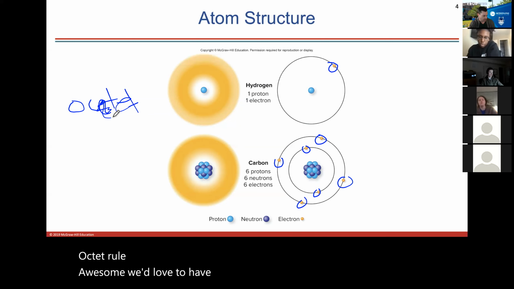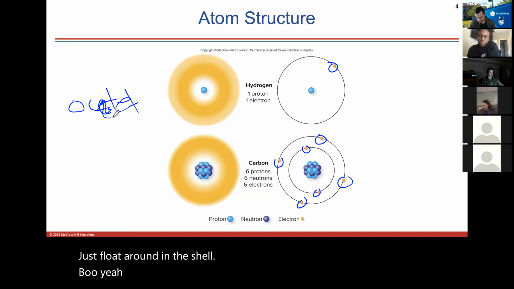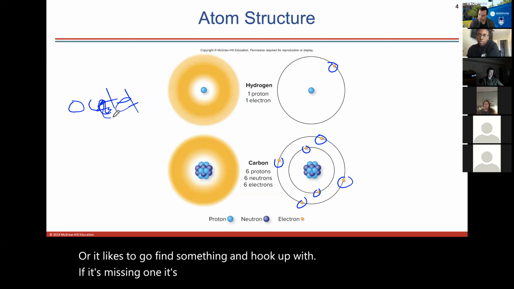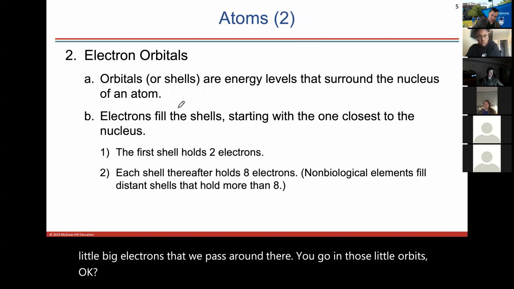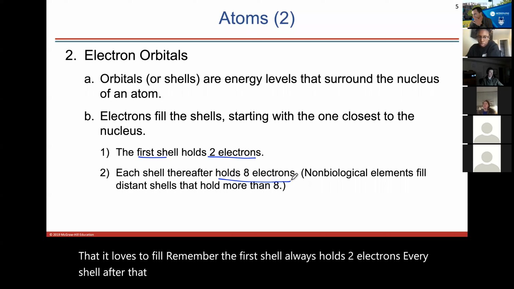If there's one there, just floating around in the shell, booyah, get rid of it. Or it likes to go find something and hook up with. If it's missing one, it's going to go find something. All right. So it's these little bitty electrons that we pass around there, in those little orbits. Okay. That it loves to fill. Remember, the first shell always holds 2 electrons. Every shell after that holds 8. Okay. Just some universal constants that you should probably know.